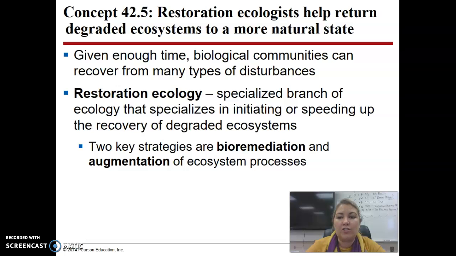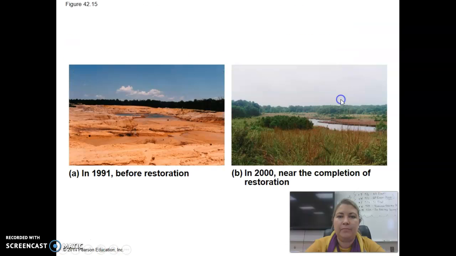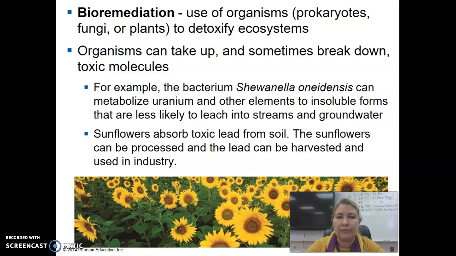So restoration ecology is the last little bit. We're not going to talk a ton about it in our notes. There are some really interesting case studies that you can read through, and it really comes down to two strategies. Bioremediation is repairing an ecosystem, and augmentation is adding to an ecosystem. So here you can see restoration of a wetland that used to be an open pit mine, and it's a beautiful, lush, very productive ecosystem after that.